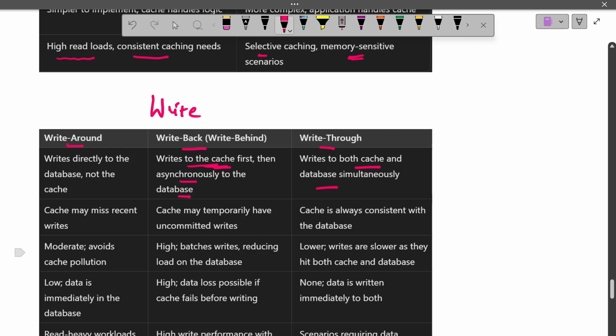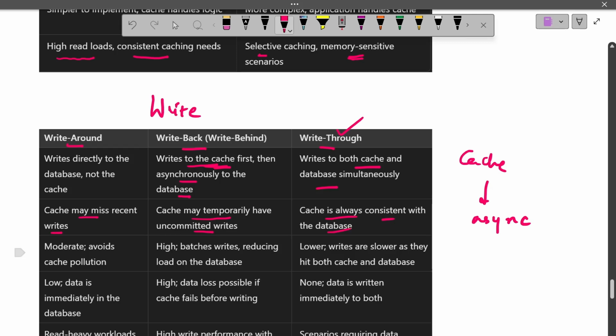Clear? In write around, the cache may miss recent writes because I am not writing to the cache directly. Only whenever I am reading, then I am doing it. In case of write back, the cache may temporarily have uncommitted writes because the cache is doing an async update. So at some point in time, the cache may hold writes which are not yet written to the database. But in case of write through, the cache is always consistent with the database.